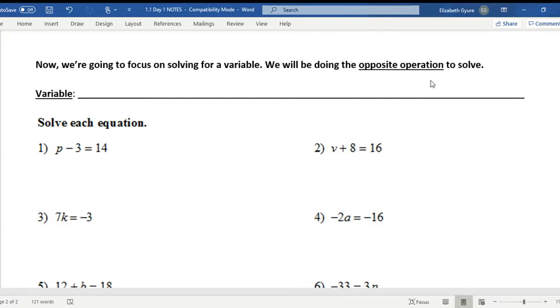So yeah, your variable, that is a letter that represents a number or a value, whichever way you want to say it. So that is a letter that represents a number.